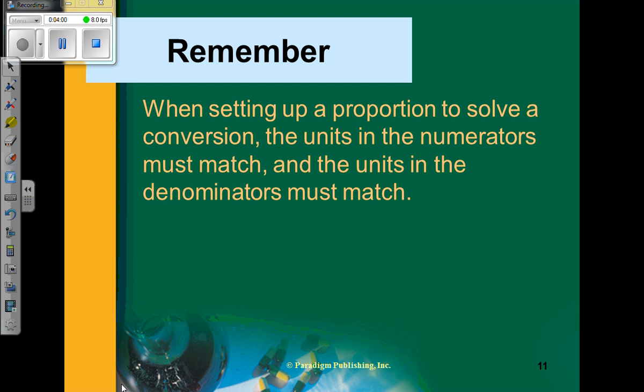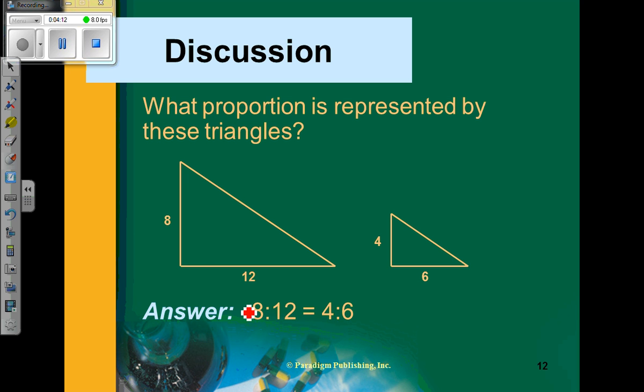Just remember, when setting up a proportion to solve a conversion, it's really important to make sure the units match on both the top and the bottom. What proportion is represented by these triangles? It's just letting you know that 8 to 12 and 4 to 6 are a ratio proportion. To check, 12 times 4 is 48, and 8 times 6 is 48. So they are equal.